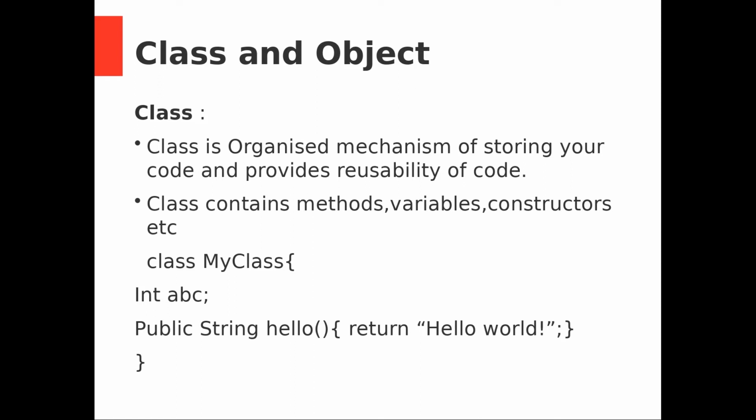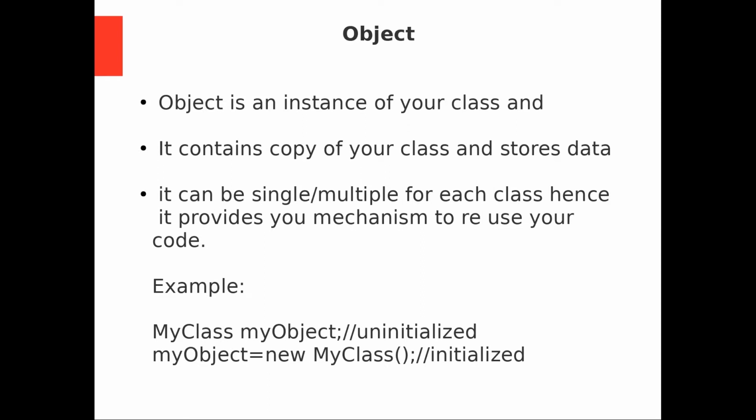So moving on to object now. An object is an instance of your class and it contains a copy of your class and stores the data. Whenever you want to create multiple objects of your class, it will be very helpful this way. And it can have single or multiple variables of each class, and this way it provides you a mechanism to reuse your code.